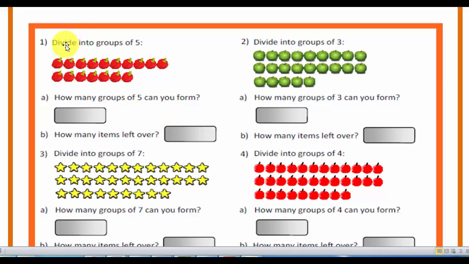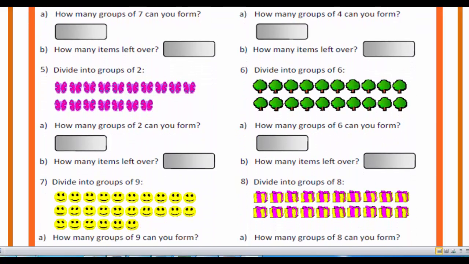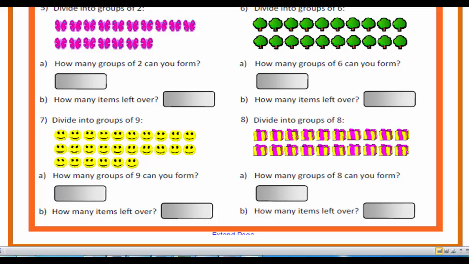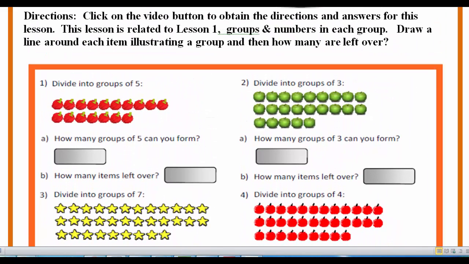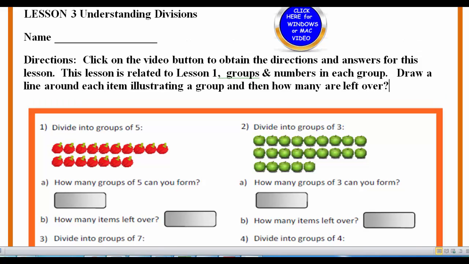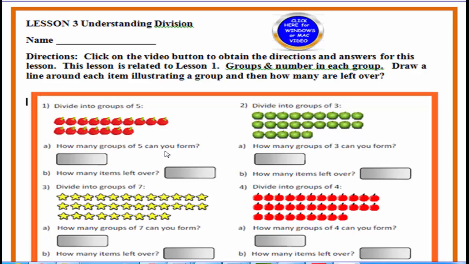For example, we're going to divide this group into 5, and place the number here of how many groups we're going to have, but we want you to place the number of how many are left over, or a remainder. You'll notice that we have several problems to do that with. Now, let's see exactly what we are talking about, and we can provide you with an example.